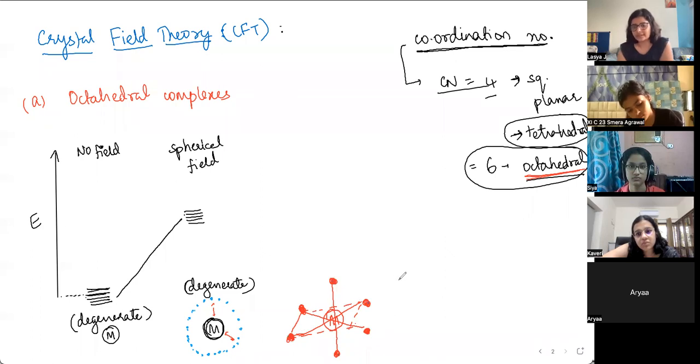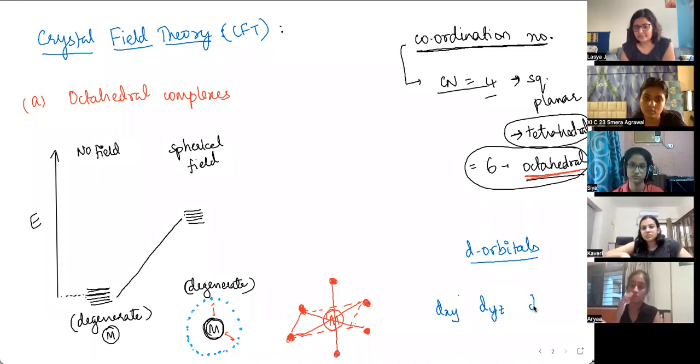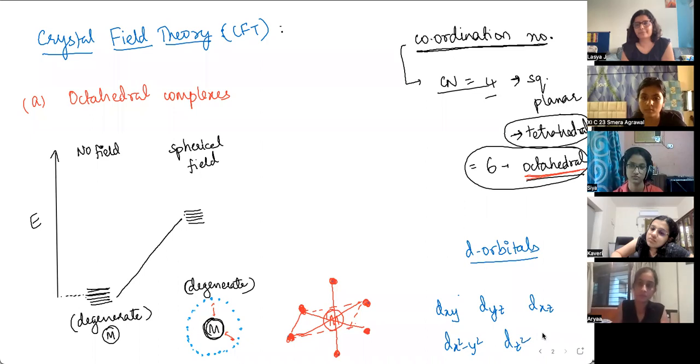So the reason lies in the shape of the d orbitals. Do you guys remember which the 5 d orbitals are? What are the different types of d orbitals? 5 of them. dxy, dyz, dxz, and dx square y square something. Yeah. The 5 of them: you have dxy, dyz, dxz, and you have dx square y square, you have dz square.